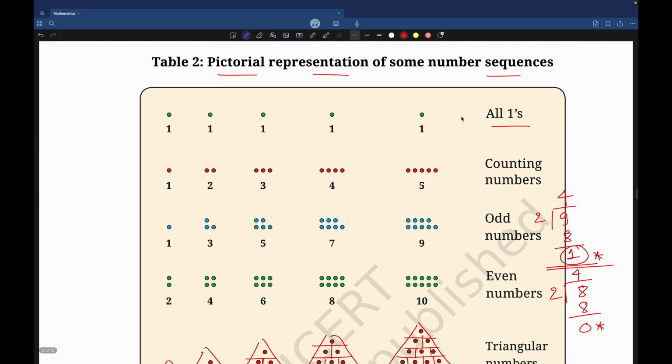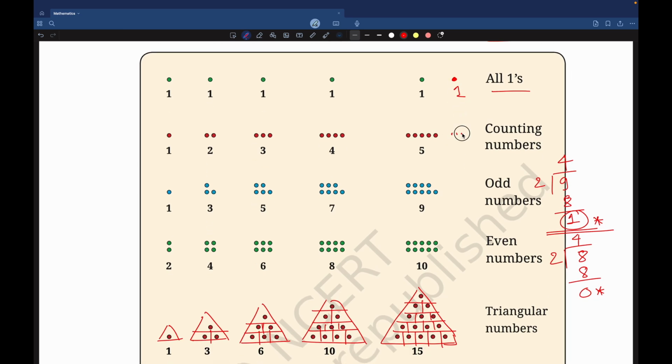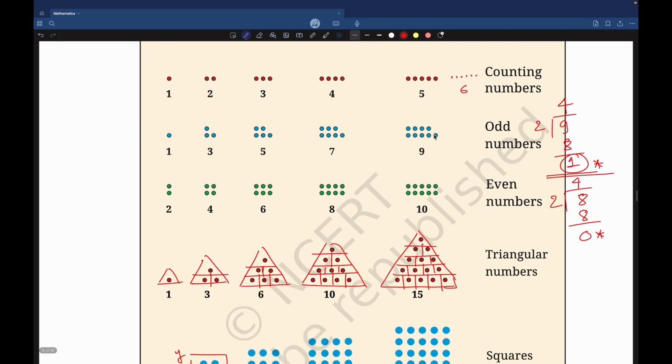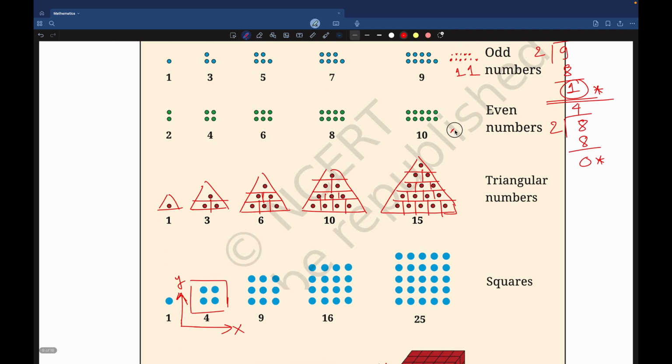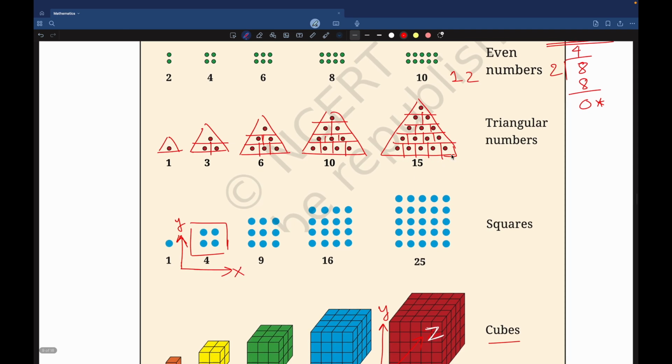Here the next number will be the same, that is one more 1. Here it will be 6: 1, 2, 3, 4, 5 and 6. Next 7, then 9, then there will be 11: 1, 2, 3, 4, 5, 6, 7, 8, 9, 10 and 11. Here it will be 12. Here we have 15, and the next number will be, if we see 1, 2, 3, 4, 5, the next number 6 is added, plus 6, so the next number is 21.